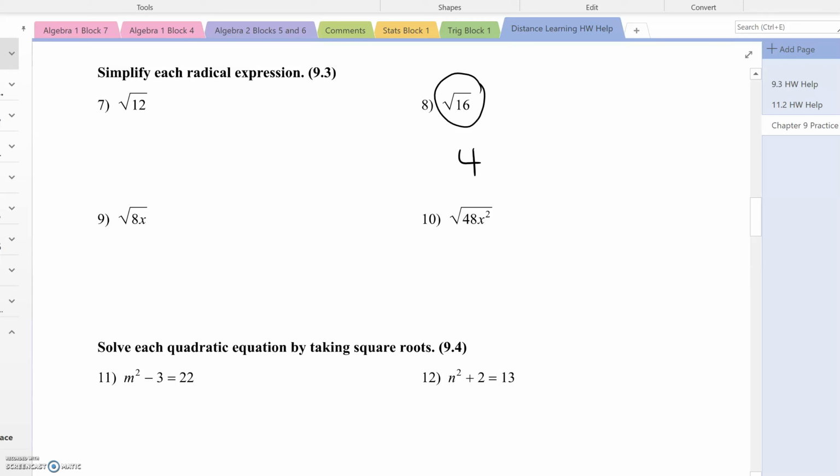If you're struggling with 7 though, it's not too much more complicated. For 7, 12 is not a perfect square, so the square root of 12, we can't simplify as easily as 16. So we want to think of numbers inside of 12 that are perfect squares. So 12 is 4 times 3. And 4 is a perfect square. What is the square root of 4? It's 2, right? So the square root of 12 can be rewritten as 2 times the square root of 3.